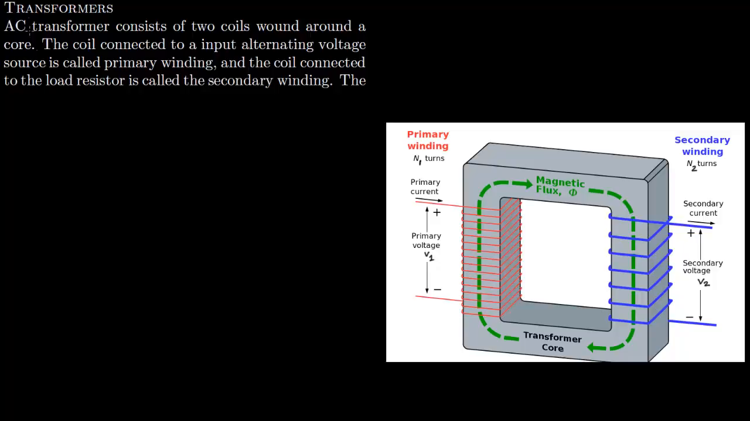Now we talk about AC transformers. An AC transformer consists of two coils. These are wound around a core. So you see there are two coils wound around the core. And this core is, say, an iron core.